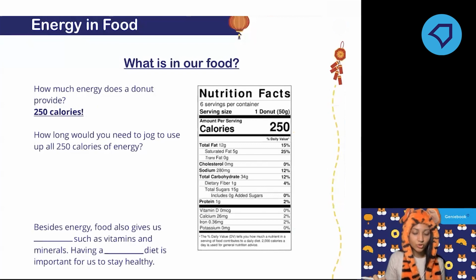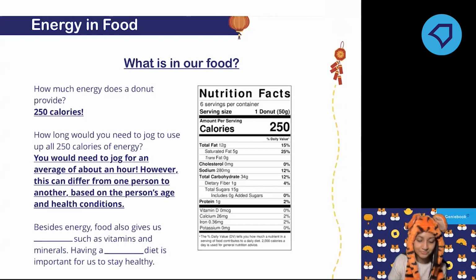How long will you need to jog to use up the donut? This is another challenge. How long do you think you will need to jog in order to use up all the 250 calories? I think those people who are in sports probably sort of know. I can tell a lot of you are able to tell me the exact answer. Time for me to reveal the answer now. On average, about 1 hour to break down one donut. But this is only estimated.